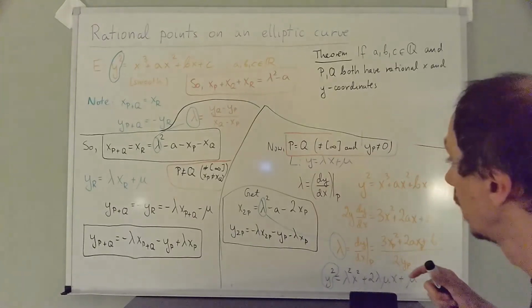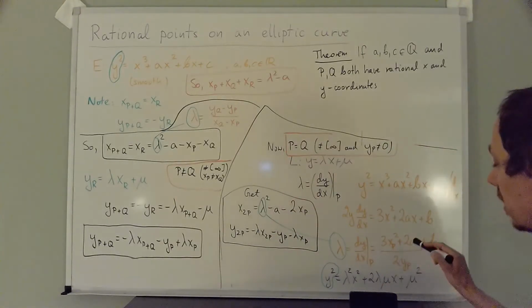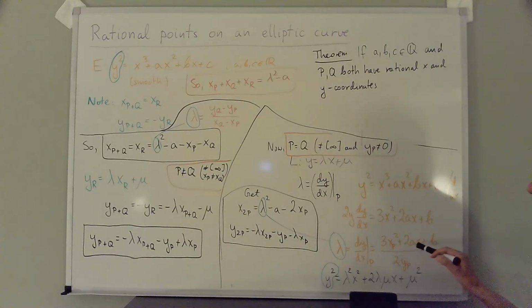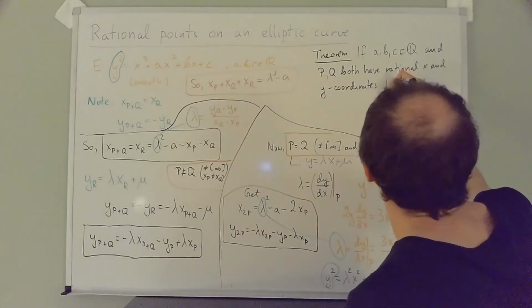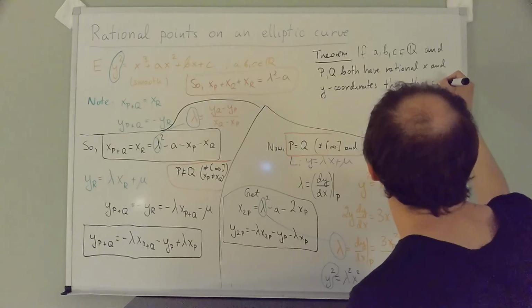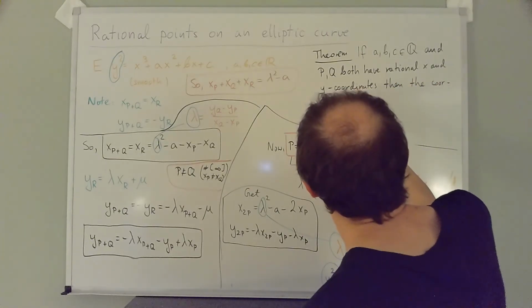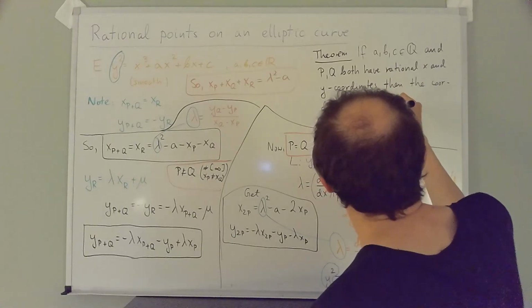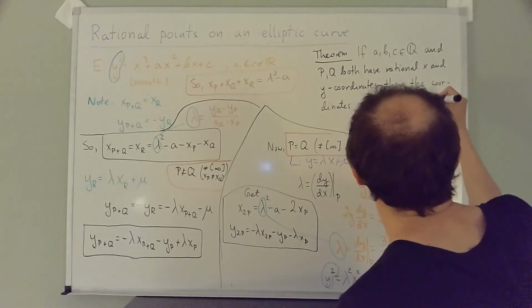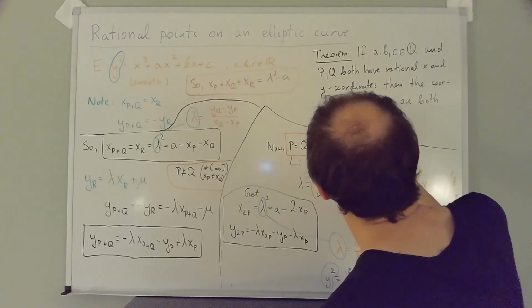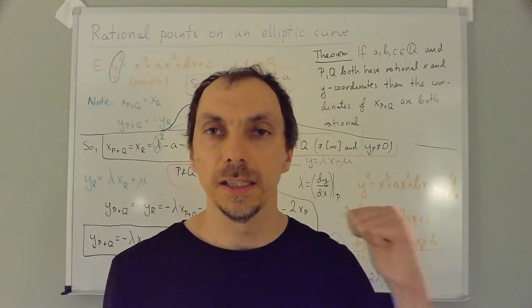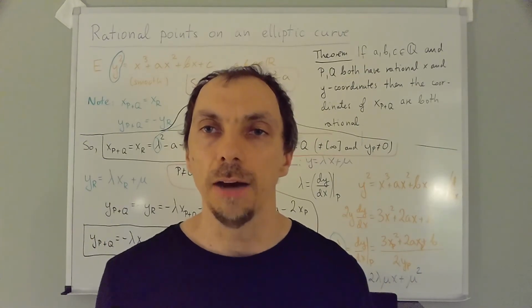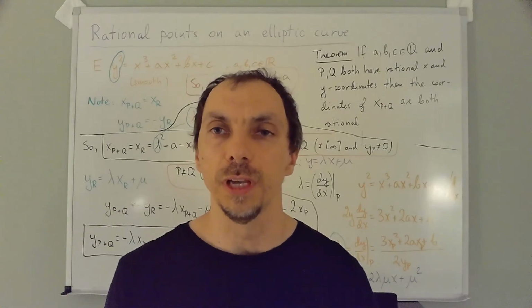Let's try this here. Well, here everything is the same except the lambda is different, right? Lambda is given by this, but xp is rational, a is rational, again xp, b is rational, and yp is rational, so lambda is also rational in that case. Then the coordinates of p plus q are both rational. It doesn't matter whether p is equal to q or not. And this is an incredibly important statement because you will see how difficult in general it is to produce points on curves that have both rational coordinates.